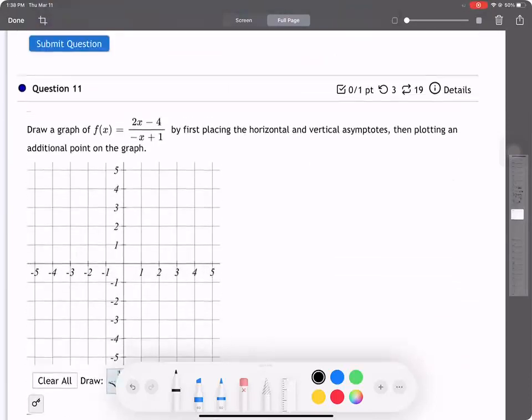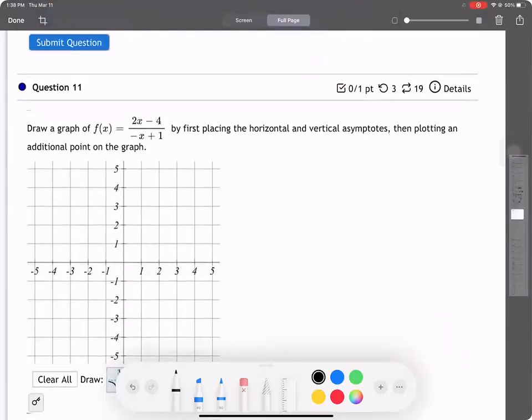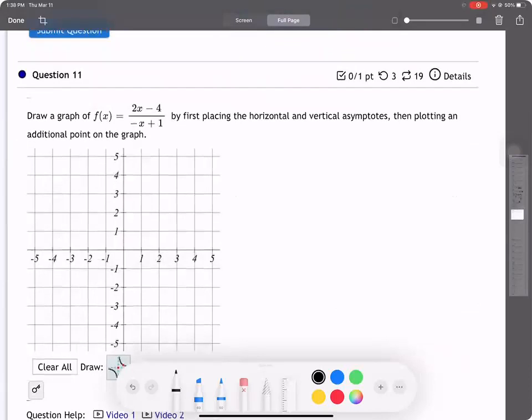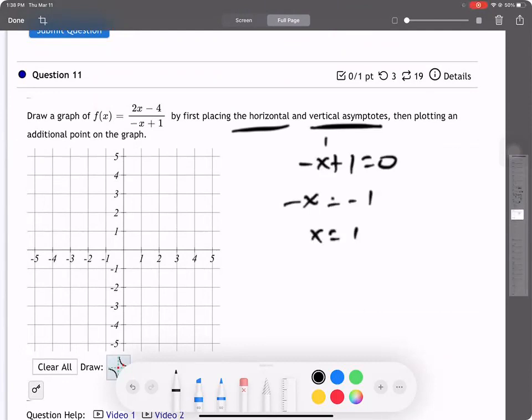Okay, this one was, we practiced this number 11. Number 11 is a little tough here. But let's look at some characteristics first. We want to get the vertical asymptote and the horizontal asymptote out of the way. Vertical asymptote, looking at the bottom, -x plus 1 equals to 0. So -x equals to -1, x equals to 1. Yep, 1 minus 1 is 0. And -1 plus 1 is 0. So that's my vertical asymptote. And my horizontal asymptote, we said it's going to be at, looking at the front, 2 over -1 is -2. Okay, we got that.